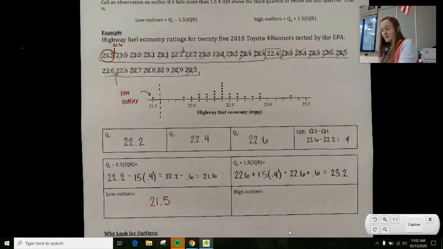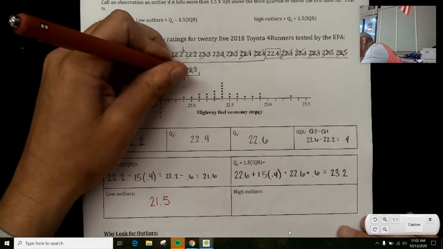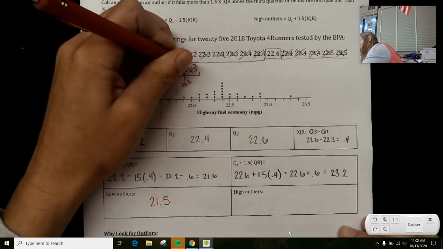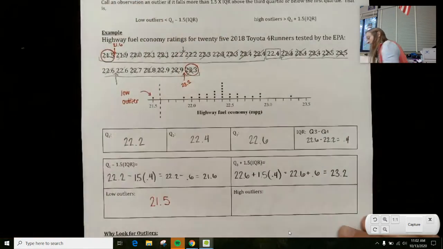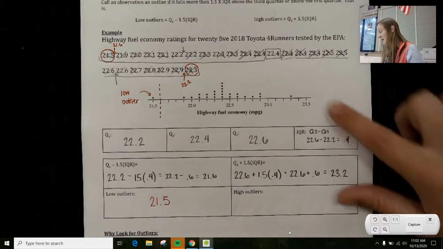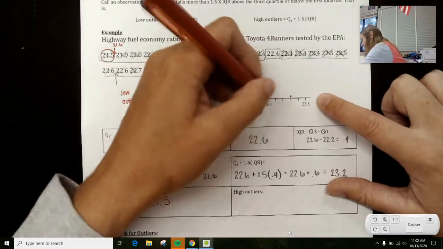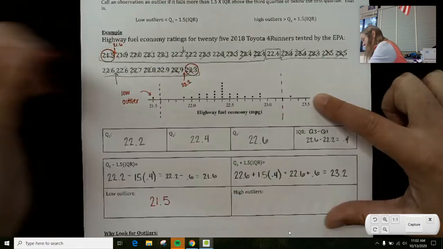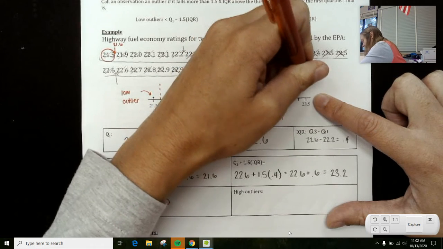Now again, I'm going to place that on my data value number line. 23.2 would be between these two values, which makes 23.3 a high outlier. If I go to my number line, my dot plot, 23.2 would be right here. And so this is a high outlier.